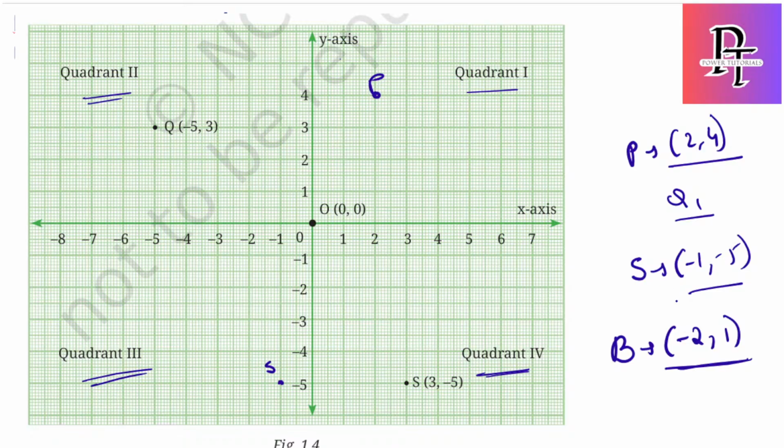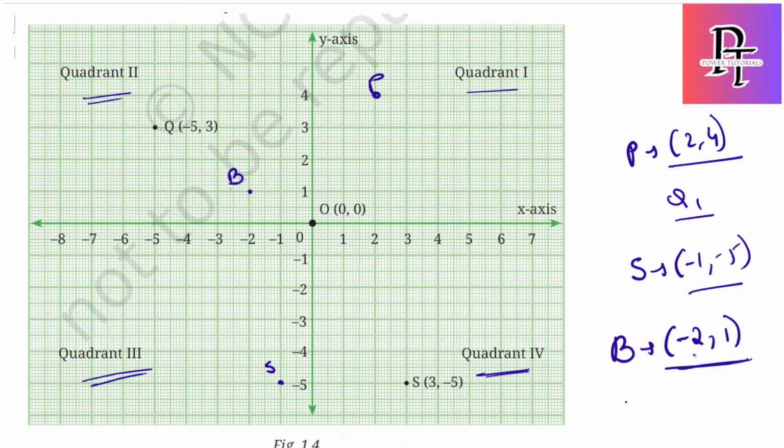So point B belongs to quadrant 2. Why? Because x is negative here and y is positive, so this value is (-2, 1), and this will be quadrant 2. Okay, so this point is (-2, 1).